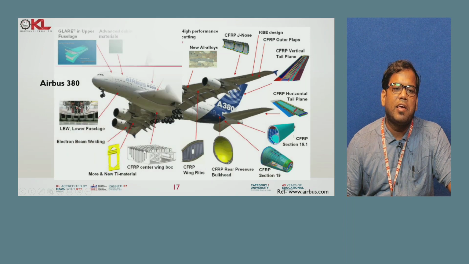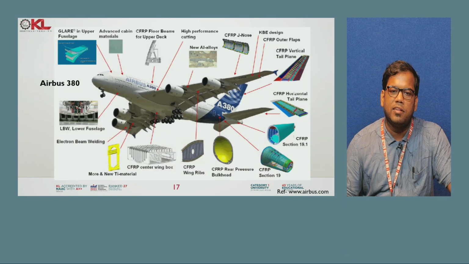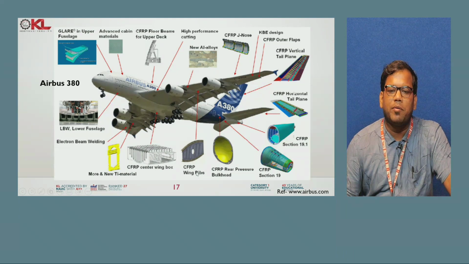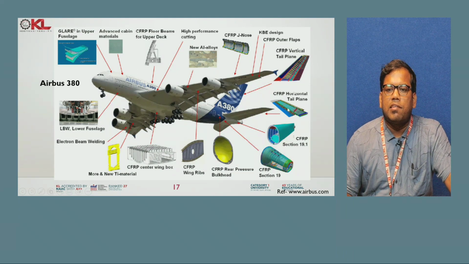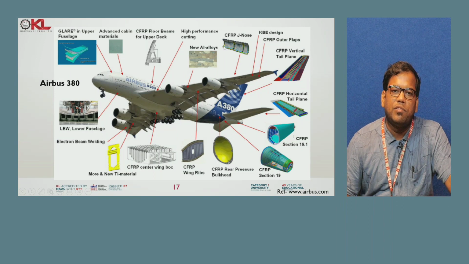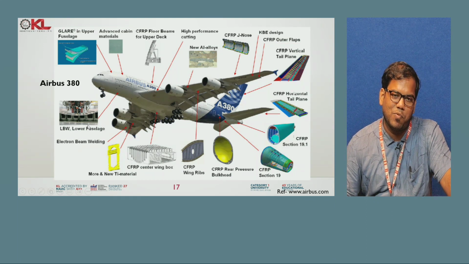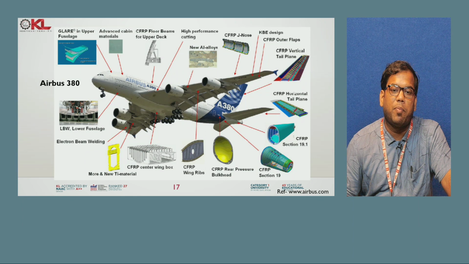For example, here is an example, Airbus 380. Whatever you see, the wing ribs, section, tailplane, nose, upper deck material, advanced cabin material, fuselage, all these materials are replaced with composite materials. You can see the vast usage of composite material in aircraft application.